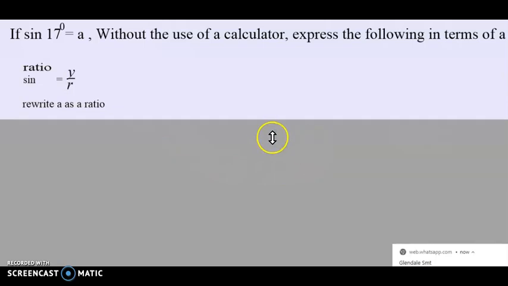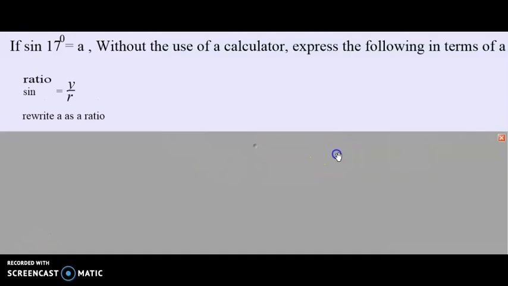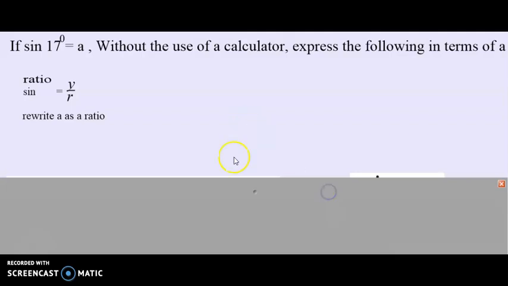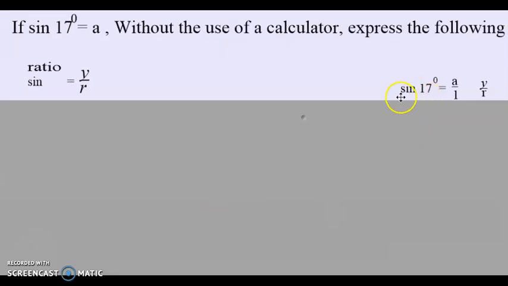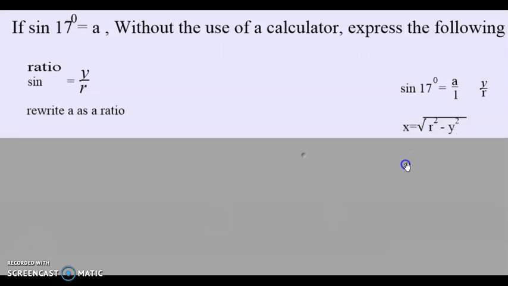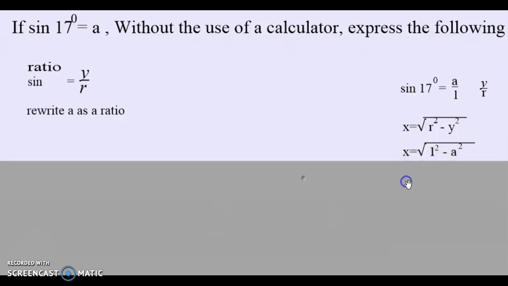Press pause and try to write A as a ratio. So writing A as a ratio means it will be A over 1. Now that I know that sine of 17 degrees is A over 1, the A value is my Y, 1 is my R, so I will calculate my X value. How do I calculate my X value? Pythagoras says R squared minus Y squared is equal to X squared. So X is equal to the square root of R squared minus Y squared.